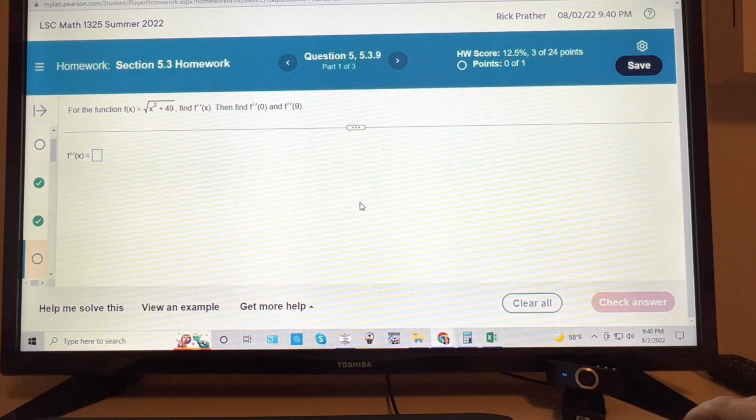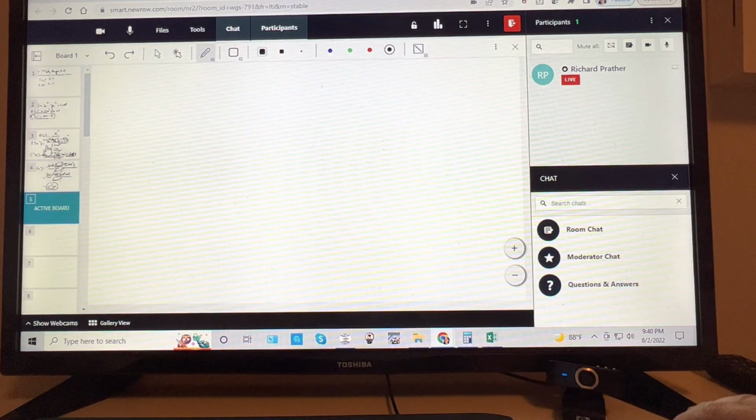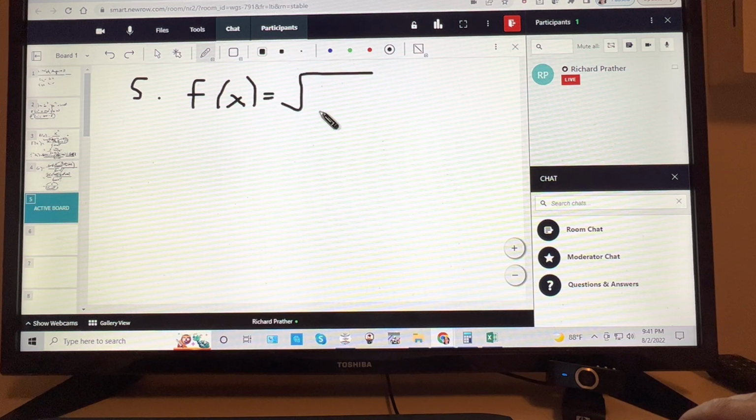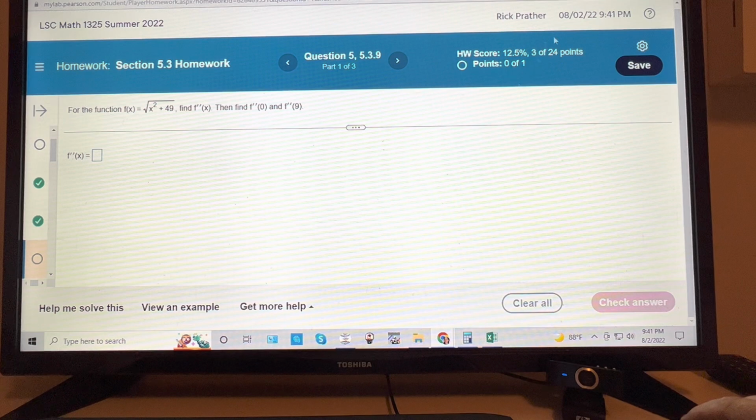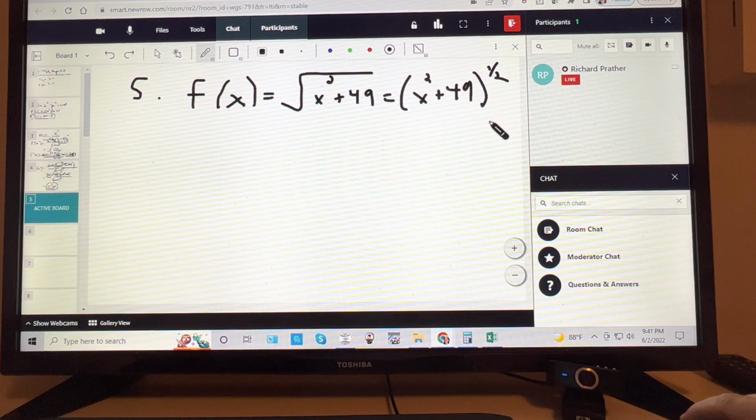Okay, so that was applying the quotient rule. Here's one where you can apply the chain rule. So, what number was that? That was 4. Okay, so 5. Now we got square root of x squared plus 49. And I would rewrite that as x squared plus 49 to the 1/2 power. A square root is a 1/2 exponent.